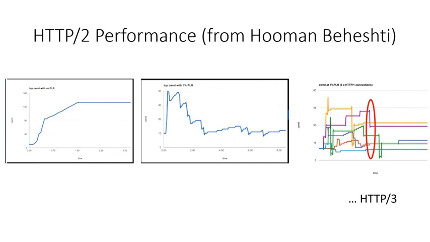This is why the next HTTP version, HTTP 3, will sit on top of UDP and not TCP, with the introduction of the QUIC protocol.